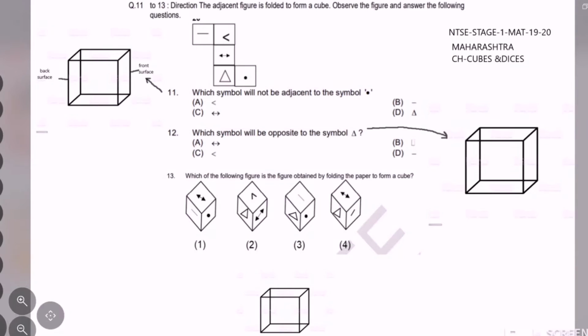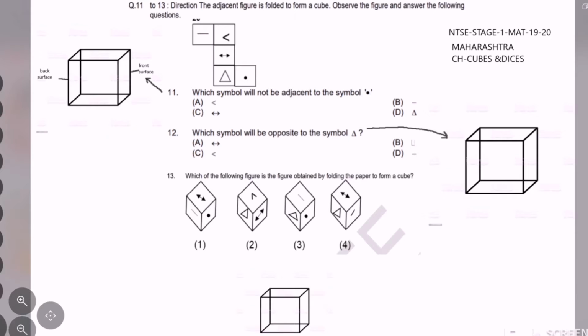Hello everyone, today we'll be discussing an NTSE Stage 1 Mental Ability question from the Maharashtra board, and this is from the chapter Cubes and Dices. Let's get to the question then. The adjacent figure is folded to form a cube. Observe the figure and answer the following questions. So here we're given a 2D figure of a 3D cube. Okay, so it has been laid out flat.